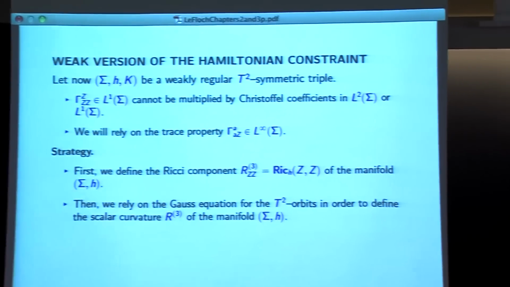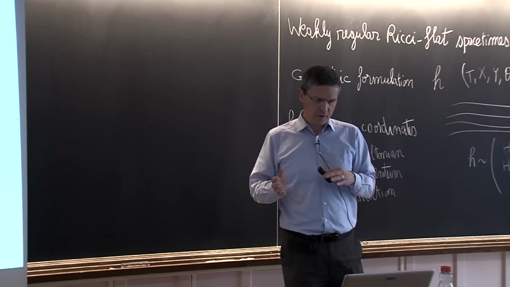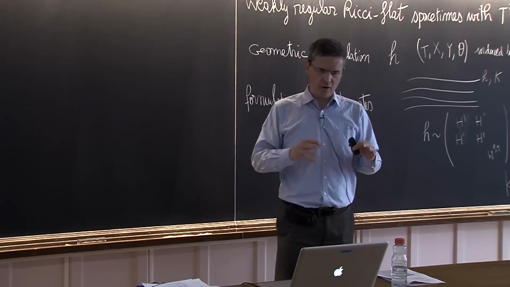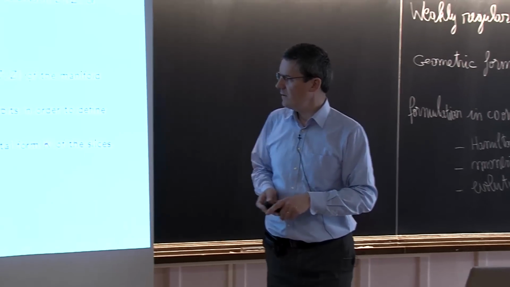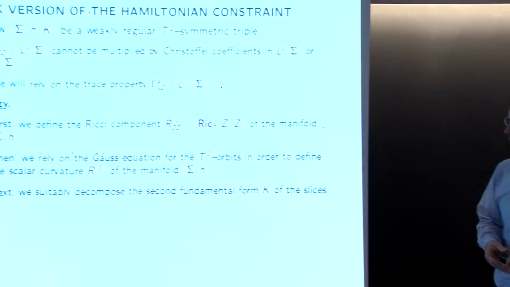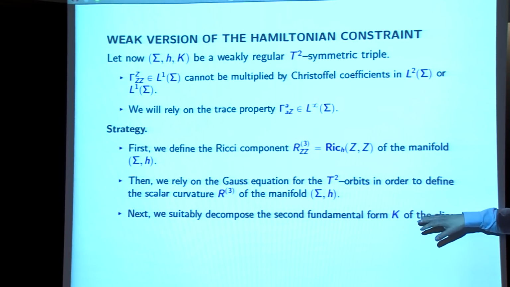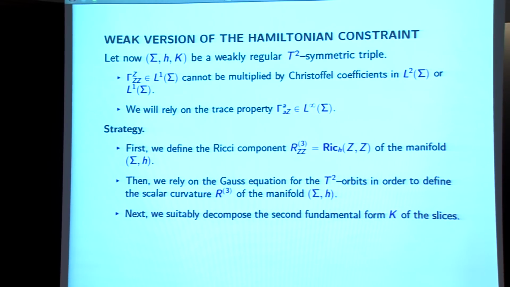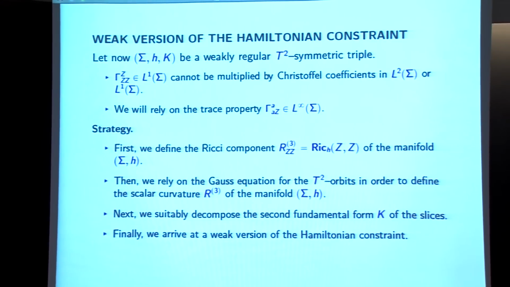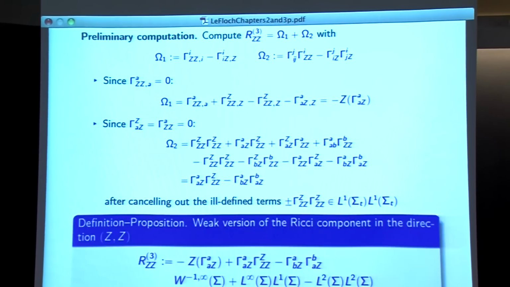And then we are going to use a Gauss equation corresponding to the T2 orbits in order to define the scalar curvature of the manifold. And of course, in the expression of the constraint, or the Hamiltonian constraint, you also have the second fundamental form, K. You have roughly the L2 norm of K. But the L2 norm of K is not quite well defined, right? So we have to be careful at each step. Okay, so let me just show what we found last time.